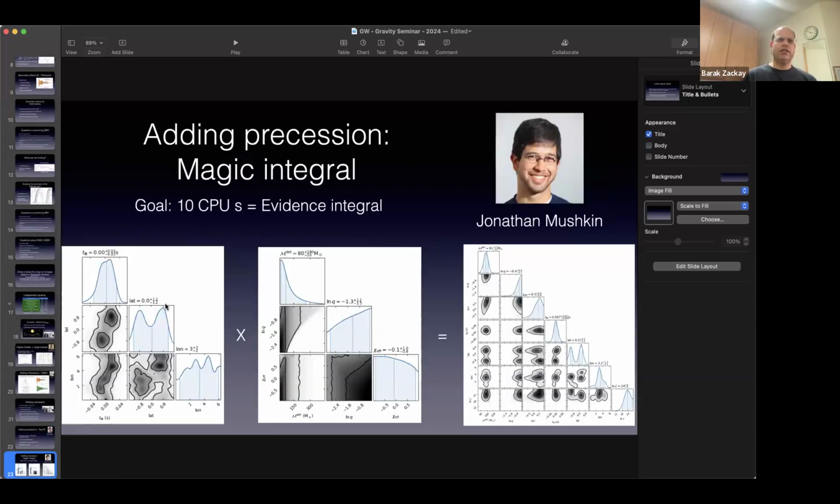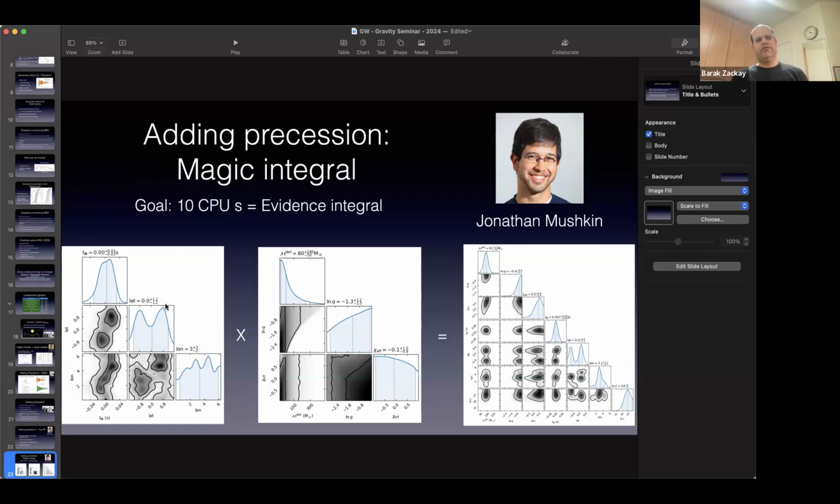But that actually is not good enough, because if you want to add precession to the search, there's another detail, which is the signal at each detector is now going to look different in terms of the precession. And if you really want to coherently analyze the signal, you have to compute this evidence integral. So Jonathan, my student, is working for the last year and a half, I think, something like this, on getting this evidence integral not into minutes but into seconds, and also without any intervention of a human. It's like an integral in the computer.